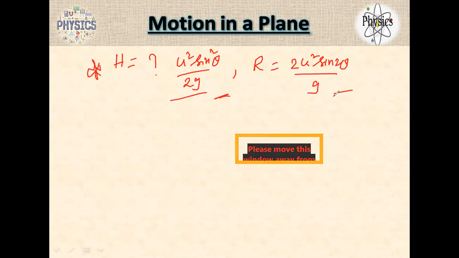We cannot learn it by heart, right? We need to understand how we got it. Okay. So how do you prove it? Anybody? Can you suggest to me? Which equation did we use to get the maximum height in vertical motion? Which equation?